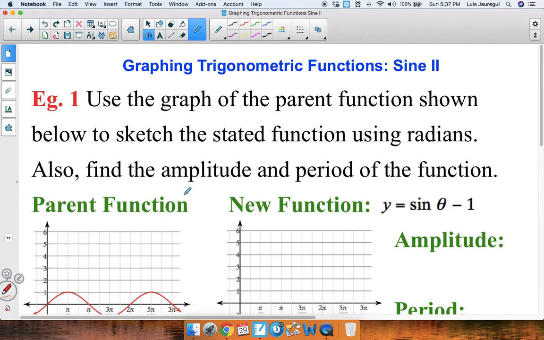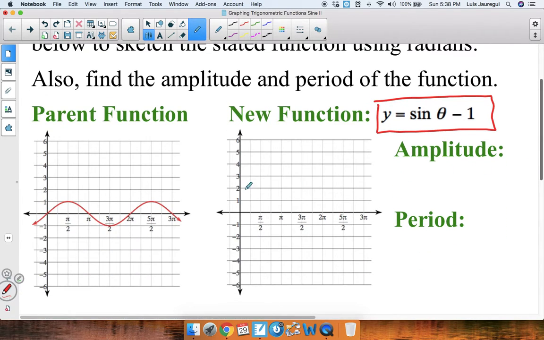Welcome. In this video we'll be graphing trigonometric functions, sine part 2. Example: use a graph of the parent function shown below to sketch the stated function using radians. Also, find the amplitude and period of the function. The function we want to graph is y equals sine of theta minus 1. And we're provided with the graph of the parent function, namely y equals sine of theta.